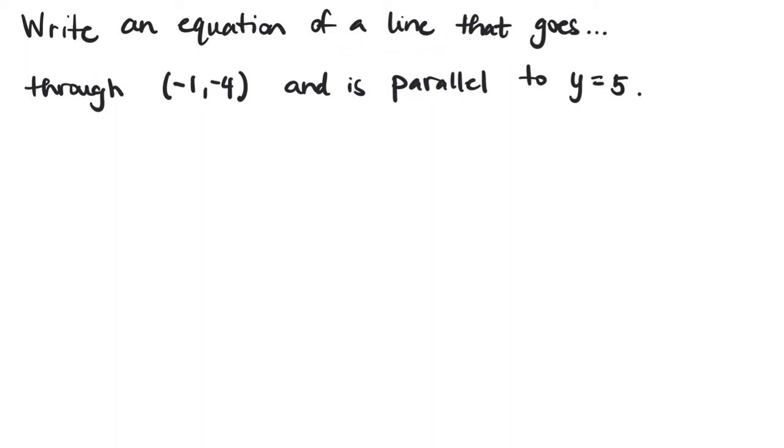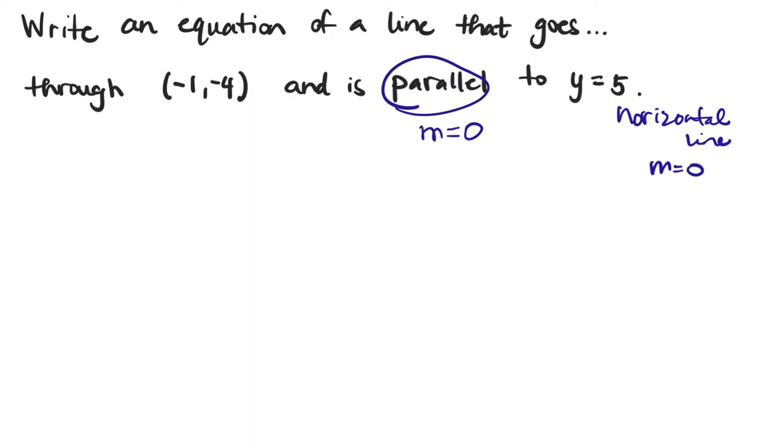Write the equation of a line that goes through (-1, -4), and is parallel to the line y equals 5. There is no x in this equation, so there's no coefficient of x, so we can't look at this equation and directly see the slope. But hopefully you're recognizing that when y is always 5, it is a horizontal line, and horizontal lines have a slope of 0. So because we're looking for a parallel line, we know that this slope is also going to be 0.